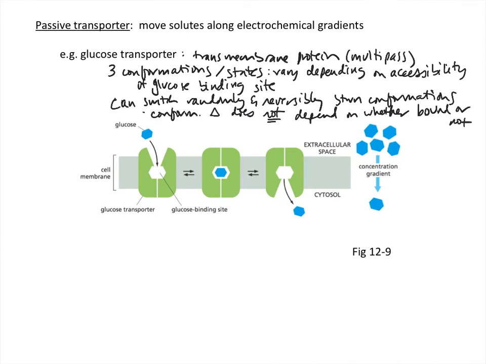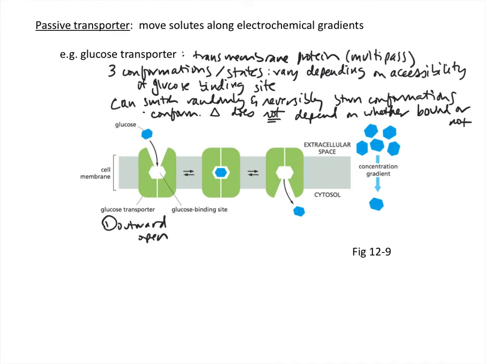So here are the 3 different states. The first one is outward open. And you can see that our green blob, the glucose transporter, is open, facing the extracellular space. And in this case, you see the glucose is present outside of the cell.